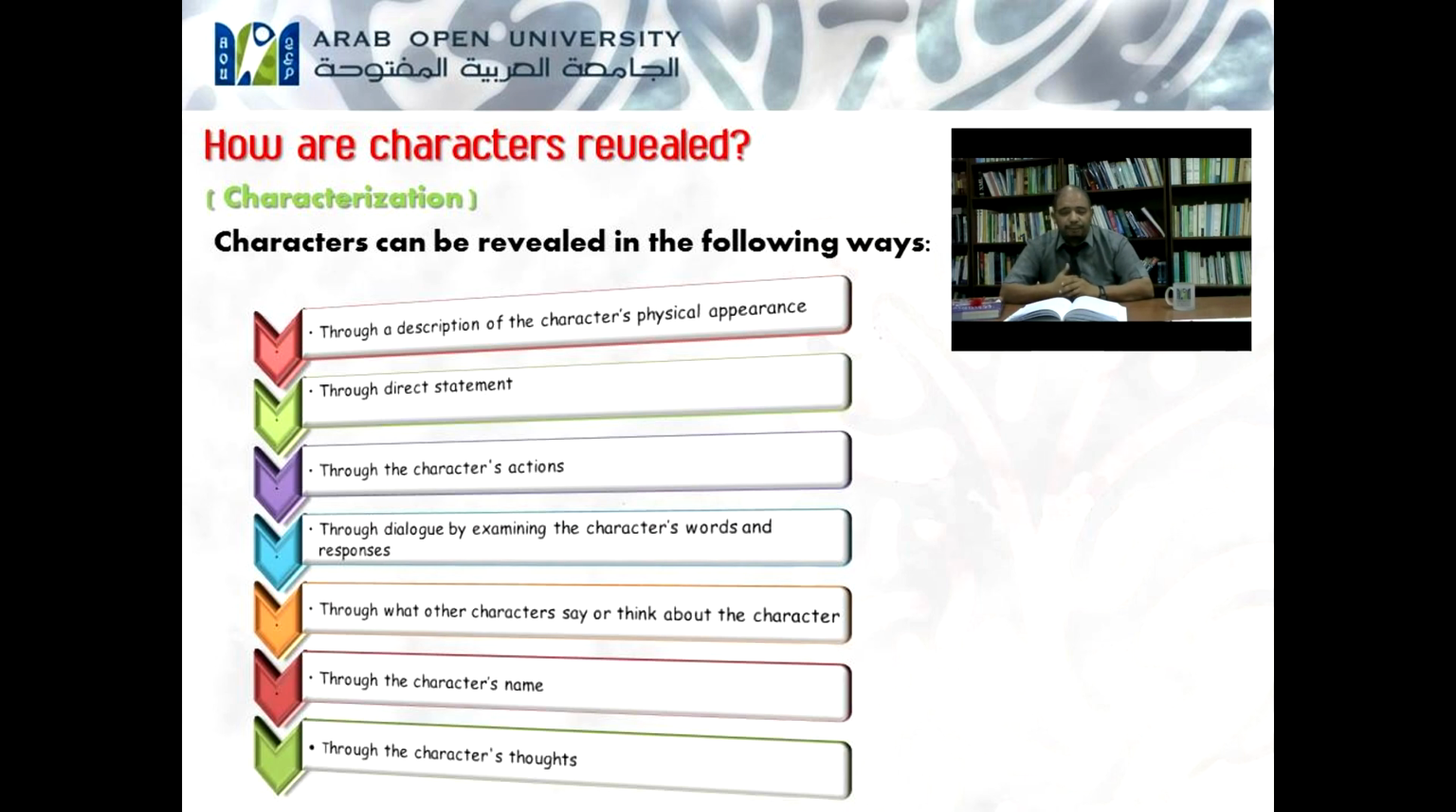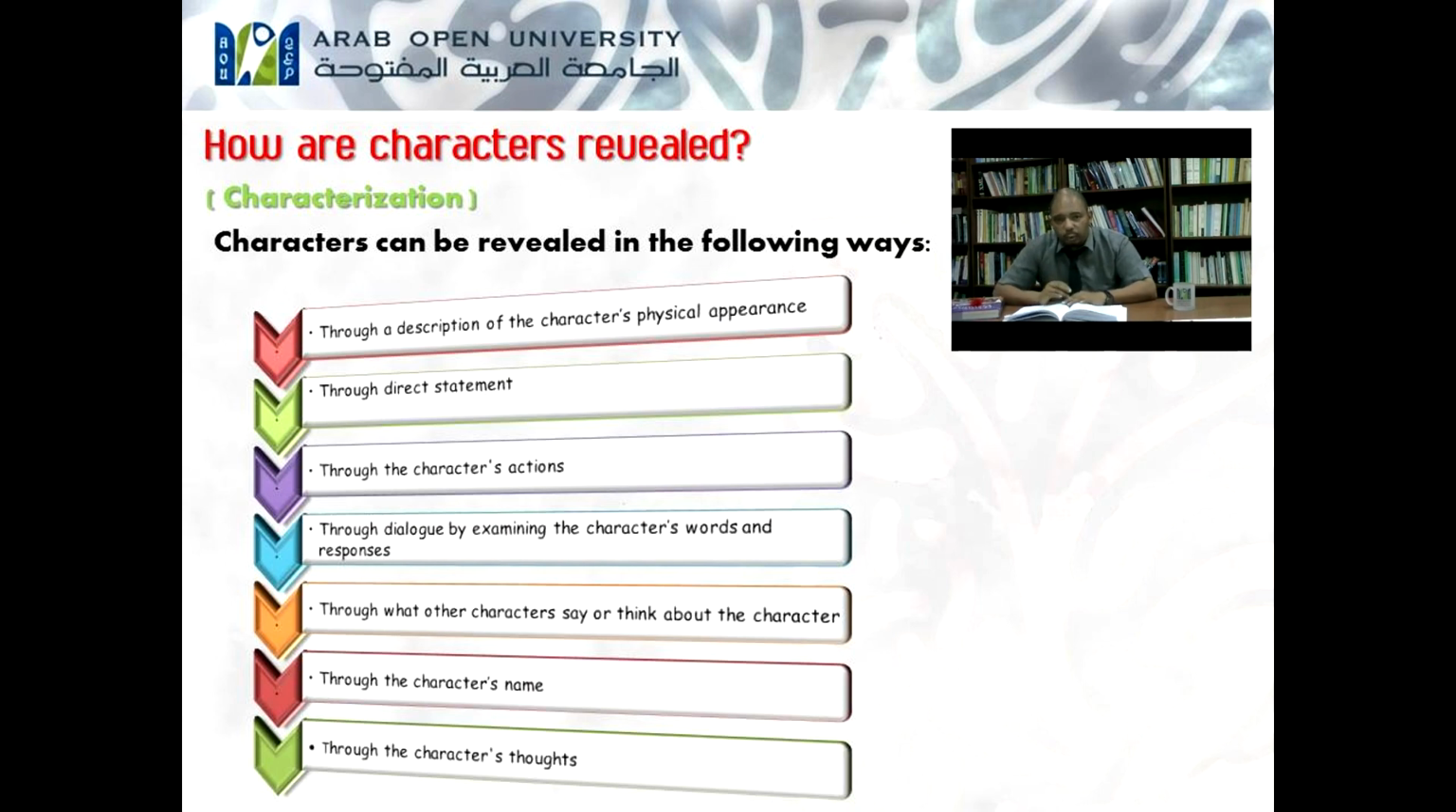Implicit characterization means that you figure out the kind of character that you're dealing with based on his thoughts, his ideas, his actions and reactions. Okay, the way he dresses, the way he speaks, his speech, his thoughts and things like that. So you try to piece these clues together and come up with a conclusion and a judgment of the character. So this is what we call implicit or indirect characterization.